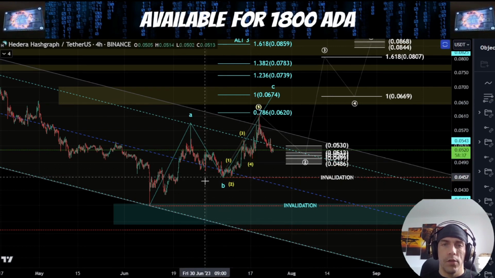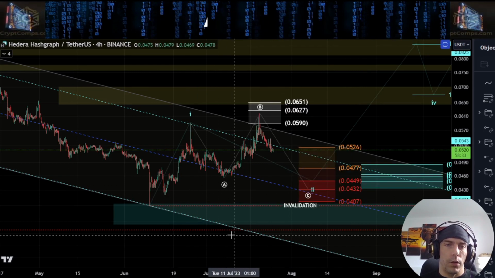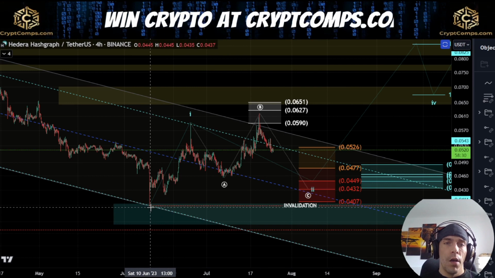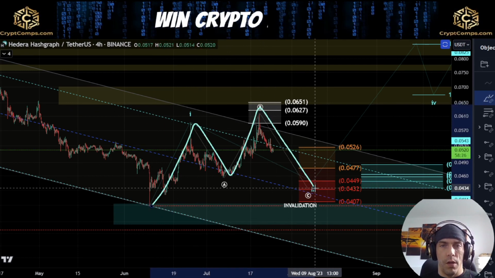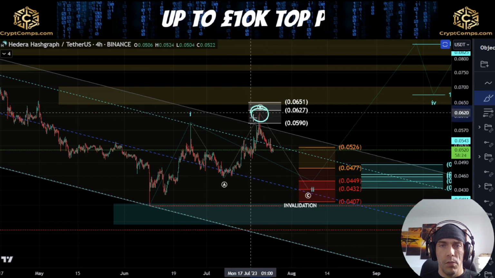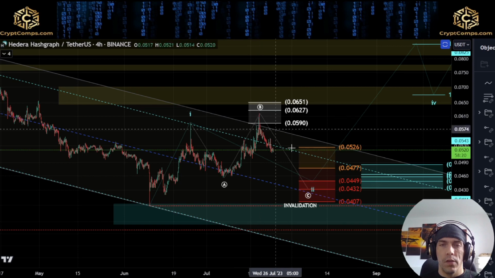So if that is just an ABC to the upside here, what we could get rather is something along these lines, where this becomes 1, we have this as AB, and we're looking for a C wave down. So I'm going to be keeping an eye on this for as long as we remain below this B wave high here, which is sitting towards this zone of the 0617.